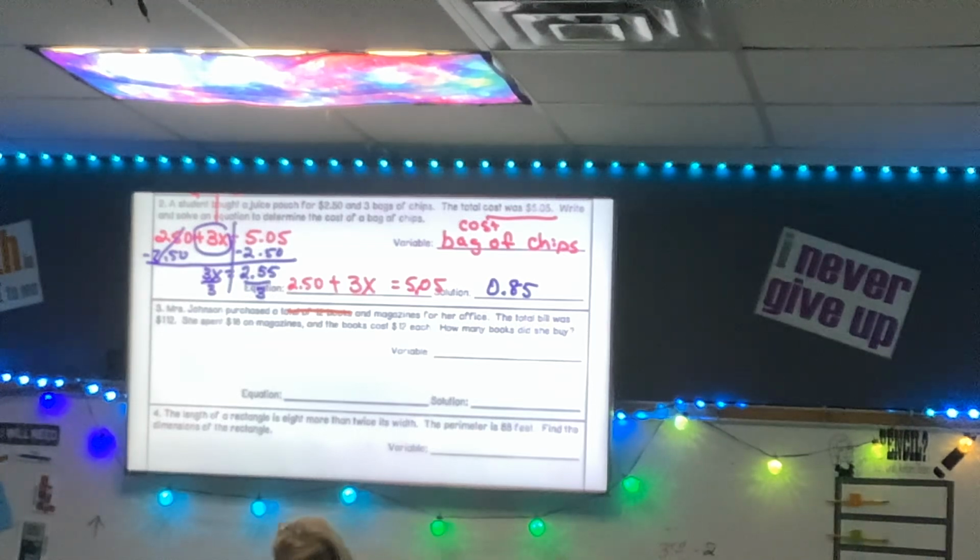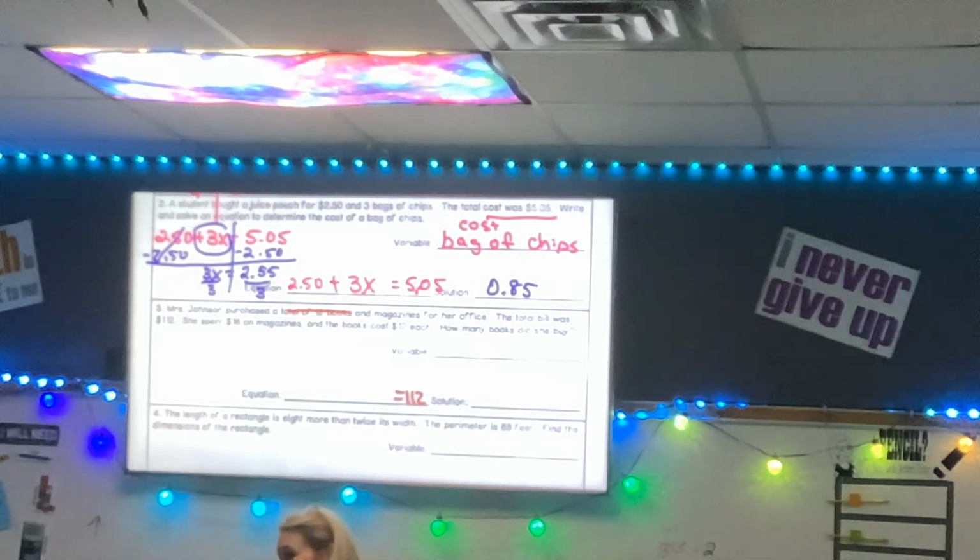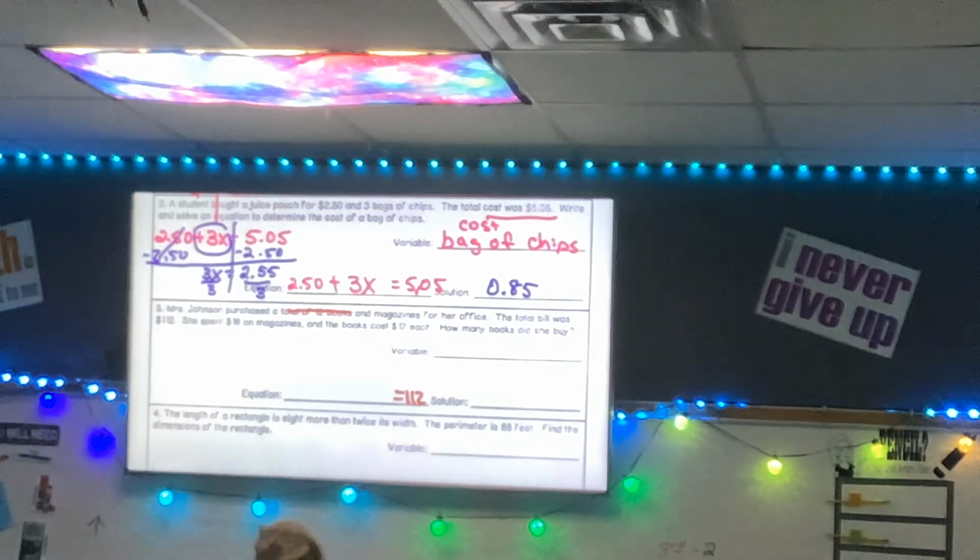Now, the total bill was 112. See how scratch paper's gonna be nice? Actually, you'll write these out tomorrow. The total bill was 112. She spent $16 on magazines, and the books cost $12 each. How many books did she buy?